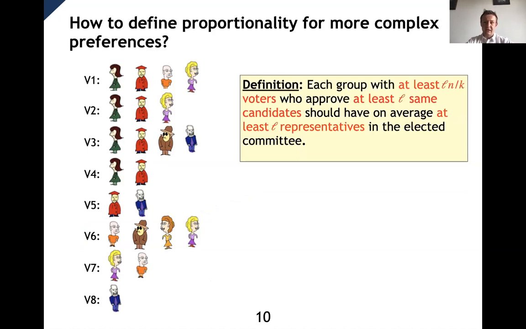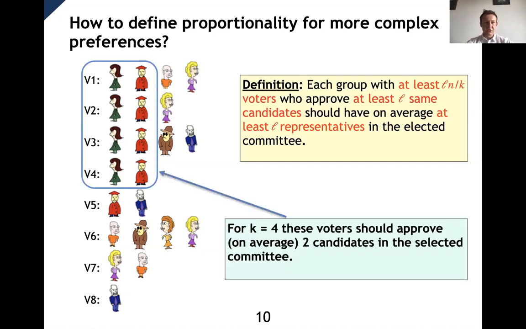So the intuition is that if we are given n voters and k candidates, then a group of n over k voters should control at least 1 member of the committee. Thus, a group of L times n over k voters should be able to control at least L committee members. Thus, those voters should have on average at least L representatives in the elected committee. For example, here, this group is L-cohesive for L equal 2. Thus, this group should be able to control at least 2 members of the elected committee, and thus get on average at least 2 representatives in the elected committee.